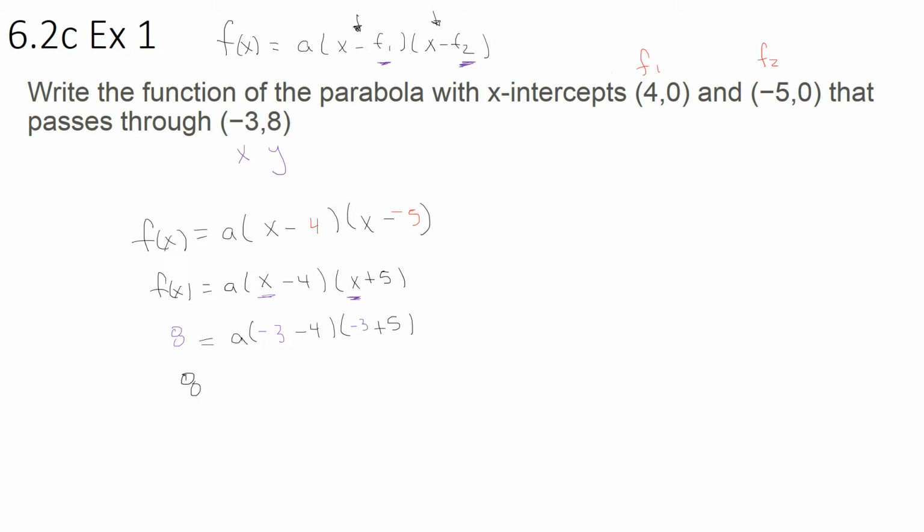So let's simplify this. 8 is equal to a times negative 3 minus 4, which is negative 7, times negative 3 plus 5, which is positive 2. Okay, 8 is equal to negative 14a. Now to solve here for a, we're just going to divide by negative 14 on each side. A is equal to negative 8 over 14, which simplifies to negative 4 over 7. I just divided both sides by 2.